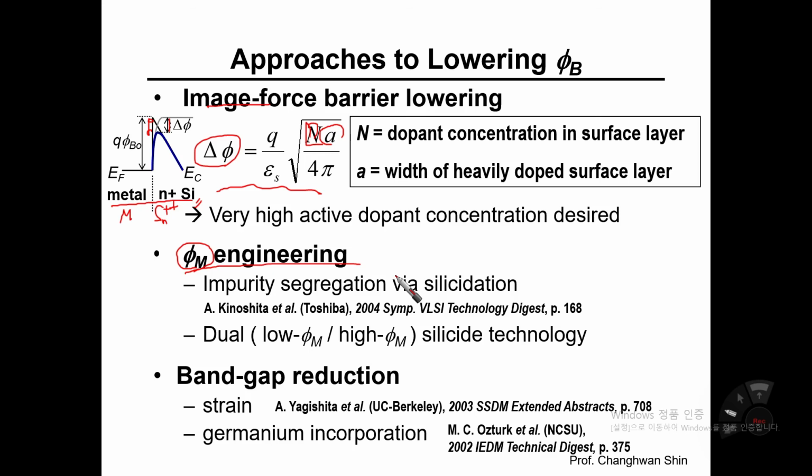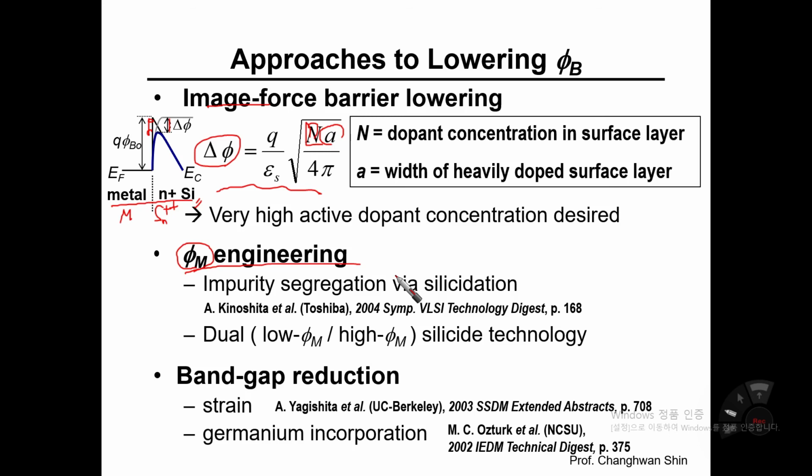And the second way of doing work function engineering is to use a dual silicide technology, so low phi M and high phi M. Using two separate values of work function, we can tune the work function of the metal side.